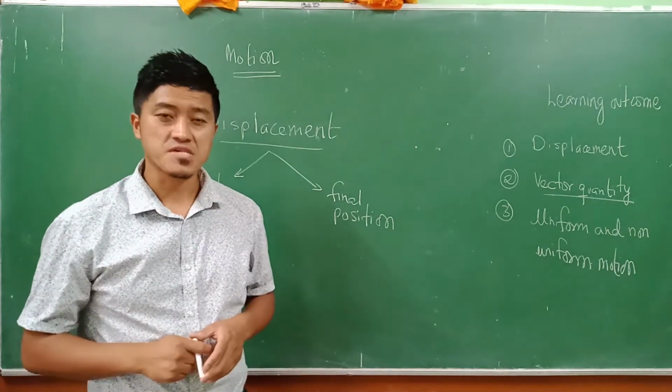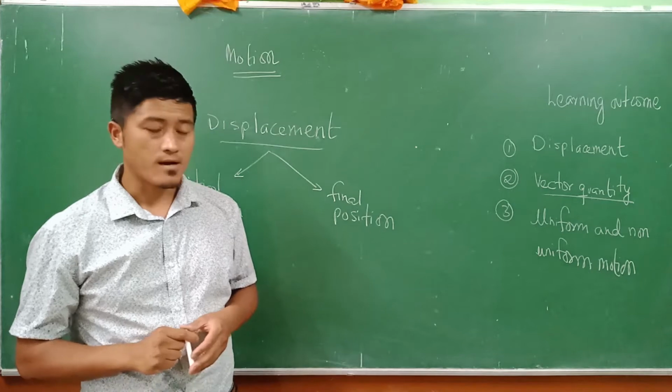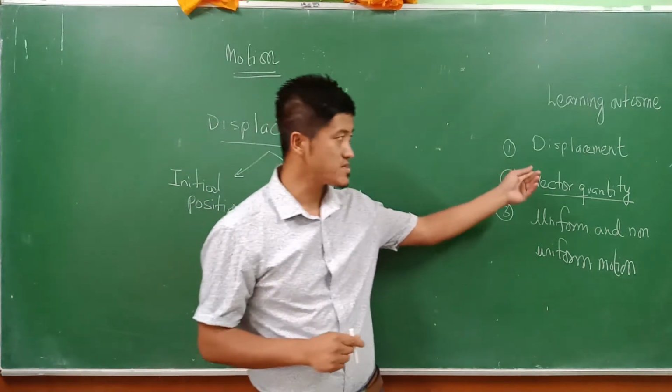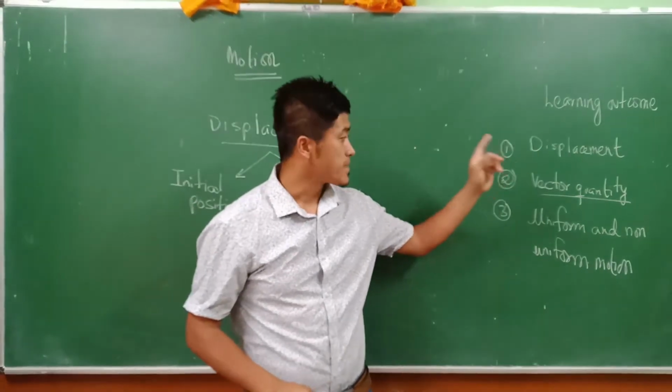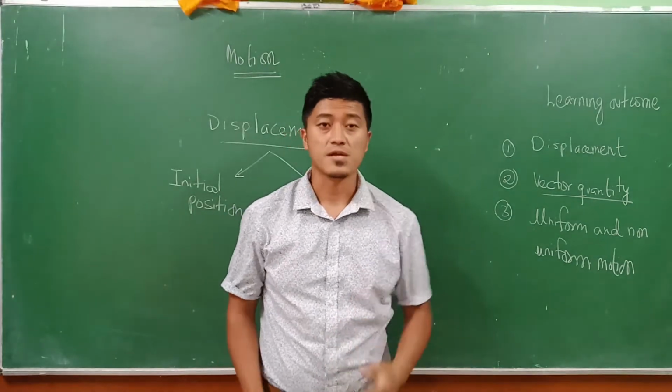So yesterday we were discussing distance, displacement, motion, and all of this. And yesterday I was yet to finish the whole portion of displacement. Which is why today our learning outcome will be displacement, vector quantity, uniform and non-uniform motion. So let us proceed.